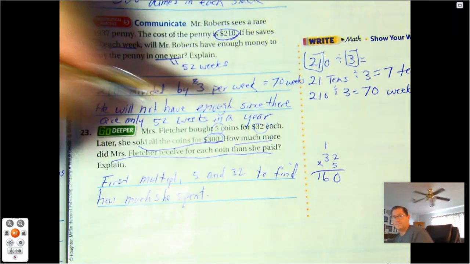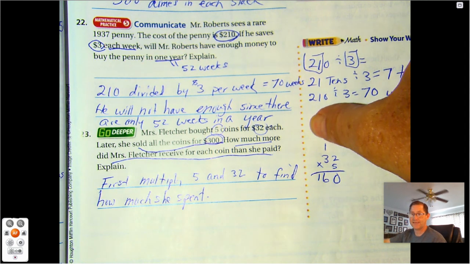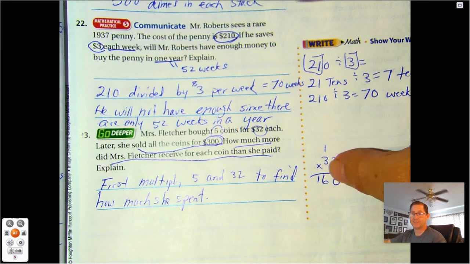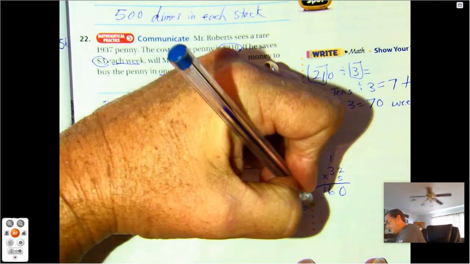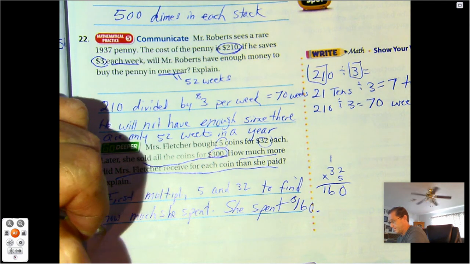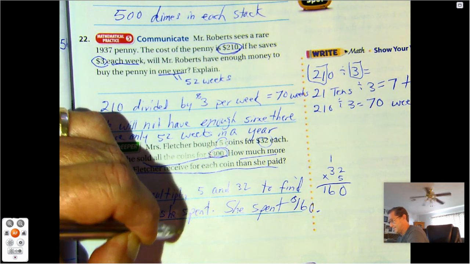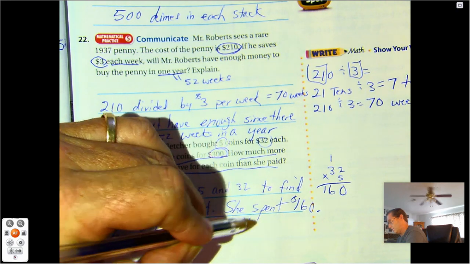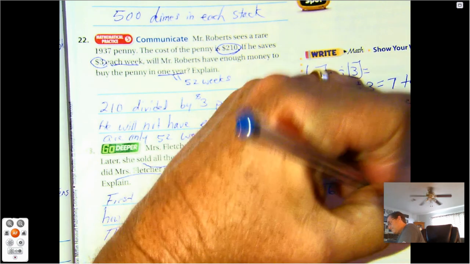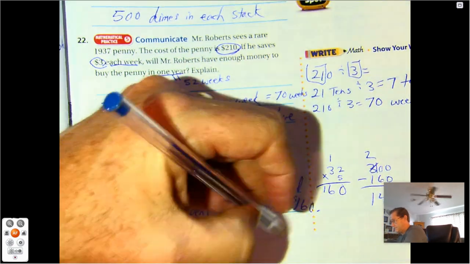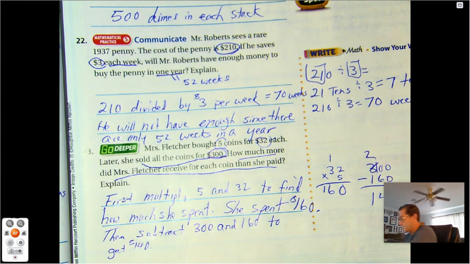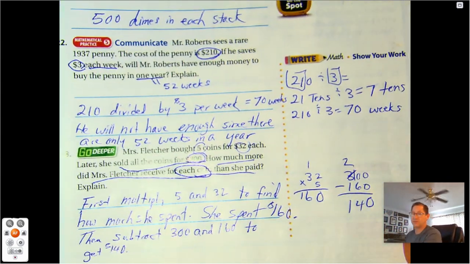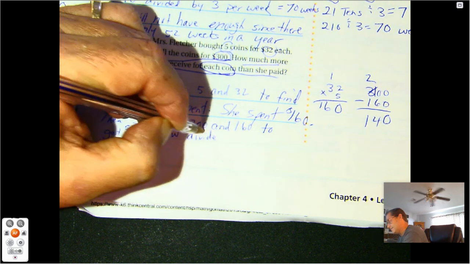5 times 2 is 10. Regroup it as 1 ten. 5 times 3 tens is 15 tens, plus 1 more is 16 tens. She spent $160. Then subtract 300 and 160 to get $140. Okay, so she got $140, but it says for each coin. So she got a total of $140. So now divide 140 by 5.